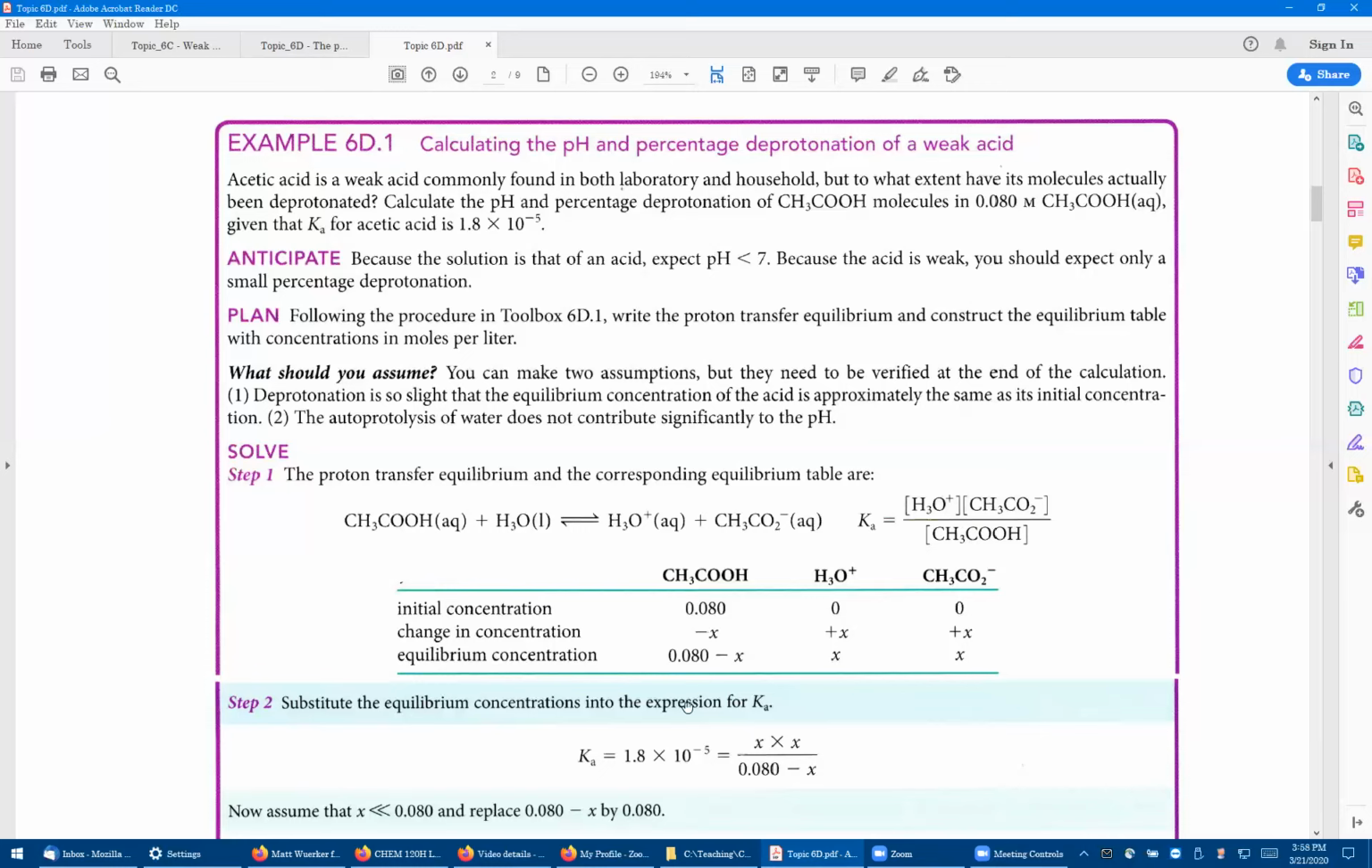So here's the ICE table that results from that. Again, it's just like in that toolbox. The initial concentration of the acetic acid, in this case, is 0.08, and the concentrations of hydronium and acetate are both 0, we'll assume. The change in concentration then of the acetic acid is minus X, and of course for the hydronium ion and acetate are each plus X. So in the equilibrium situation, the concentration of acetic acid will be the initial 0.08 minus X, and the concentrations of H3O and acetate will each be X.